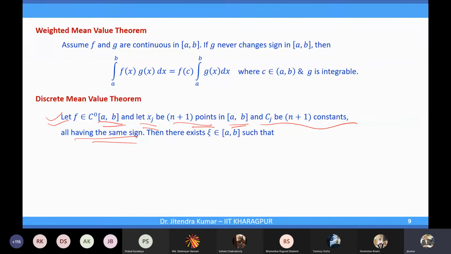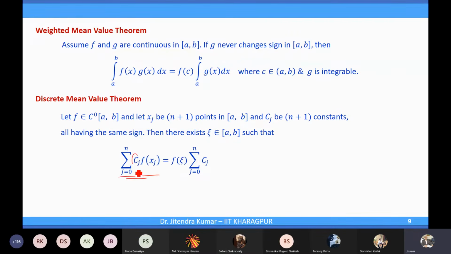Again, the c_j's are either plus or minus. And then again, a similar kind of idea: there exists a ξ, or c, whatever, in [a,b], such that the summation of c_j f(x_j), similar to the earlier one, where we had the integral because we were talking about everything continuous. Now we are talking about the discrete points. So the sum c_j f(x_j) will be equal to, again there it was f(c), here we have f(ξ), where ξ belongs again somewhere in [a,b], and the rest is a sum, as there it was an integral.